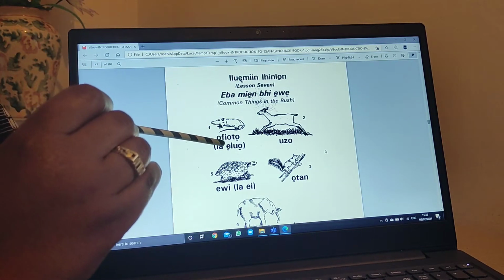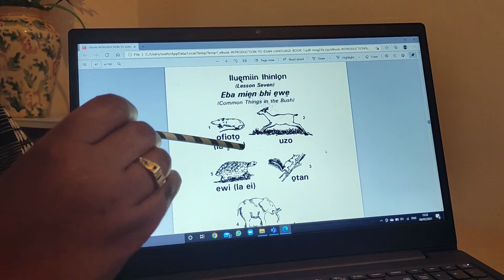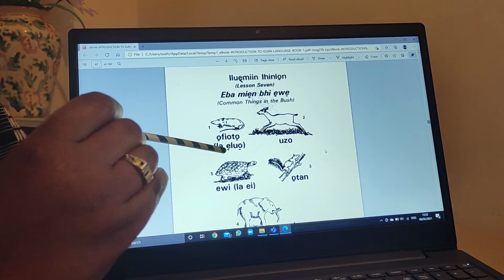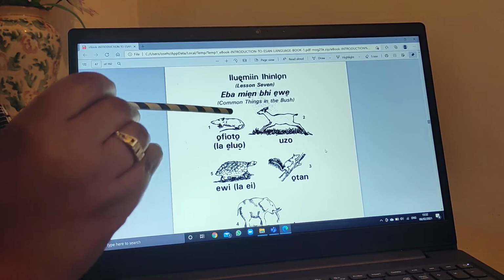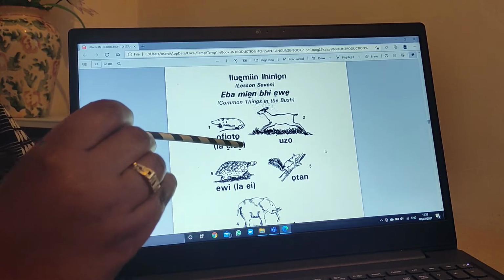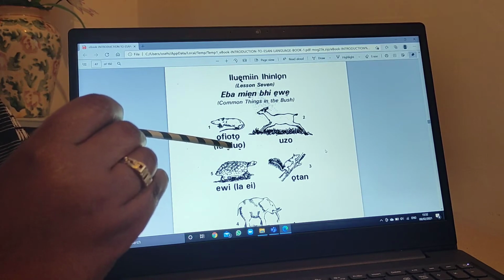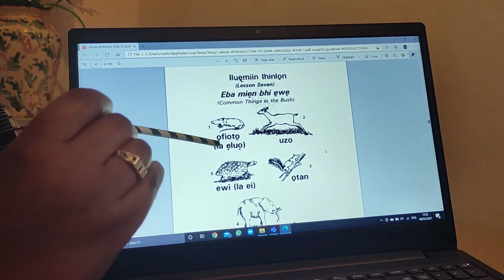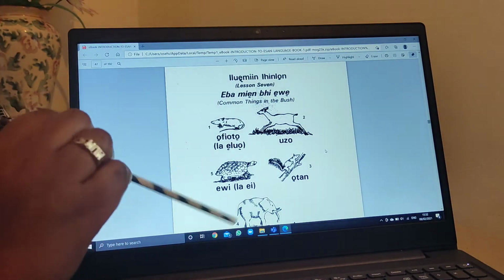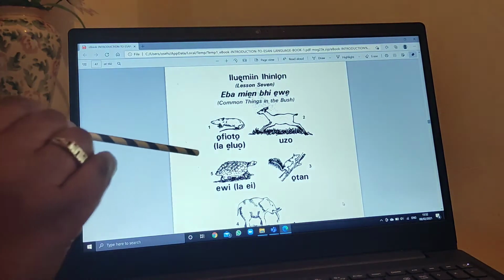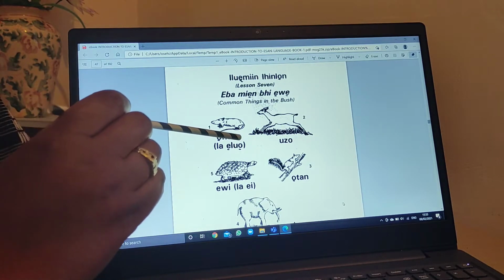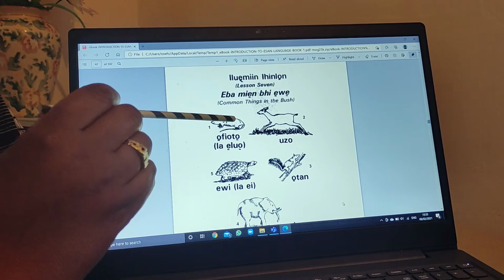The first one here is Ofioto La Elwo. I hope you all remember now that La means all in Esan. So Ofioto La Elwo. As I always say, those from Irwa and those surrounding areas, we usually say Elwo, while those from Ekpoma and the surrounding areas, we say Ofioto. So I grew up calling it Ofioto, and this is bush rabbit.